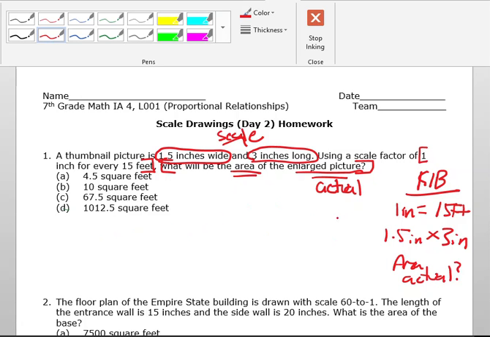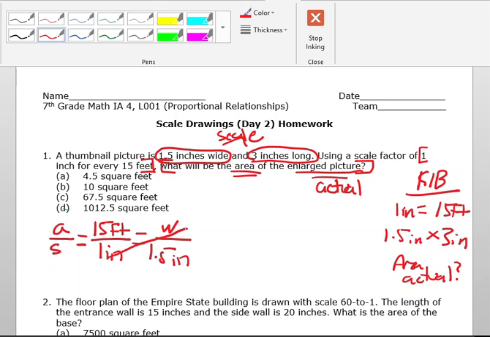So I'm going to first go with my width. All right, so I'm going to put A over S. That's my actual over scale. Instead of writing out the words, you'll know what that means. So my actual is 15 feet over 1 inch. I'm just putting my scale there. And then my actual width is W over 1.5 inches.